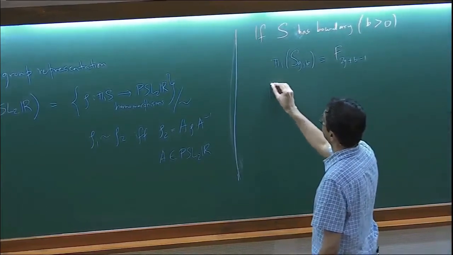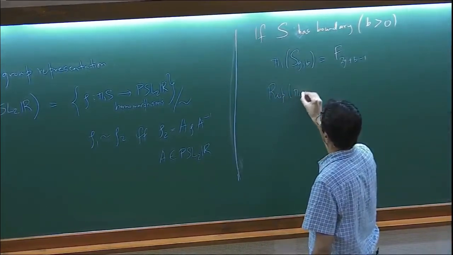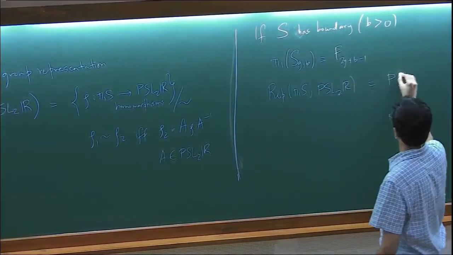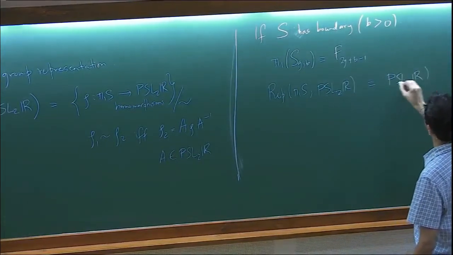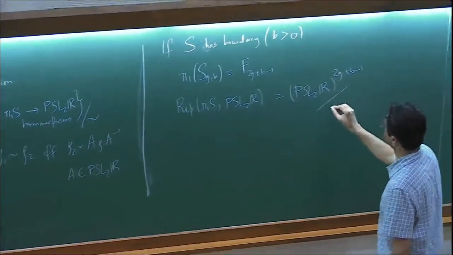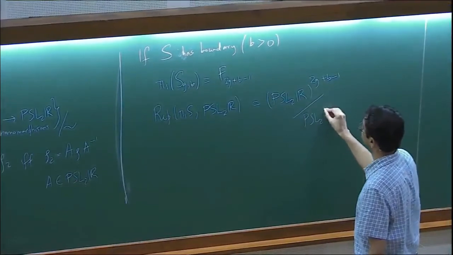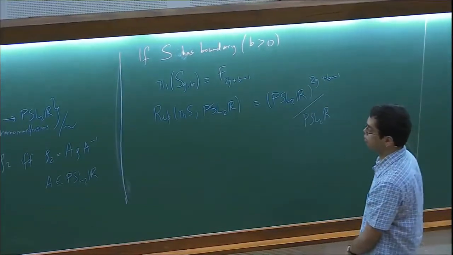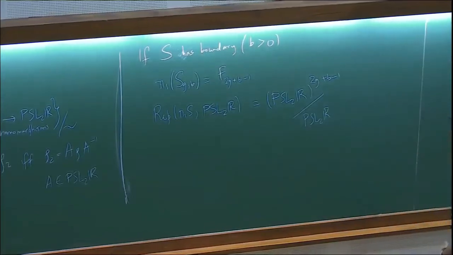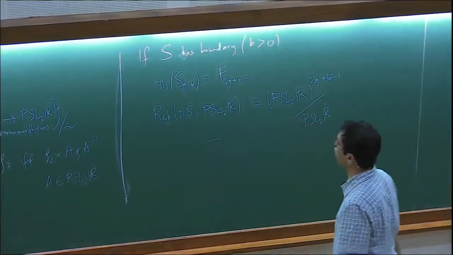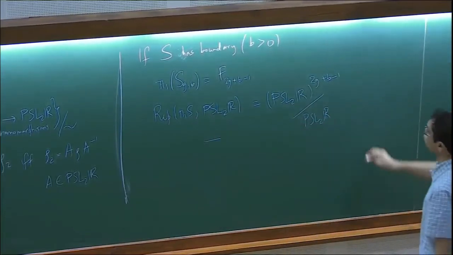So in this case, the representation space is equal to, well, you need one matrix in PSL2R for each of these generators, and then you have the quotient by this conjugation action. Okay, so you conjugate each factor of these matrices here. So that is what this space looks like when S has boundary.